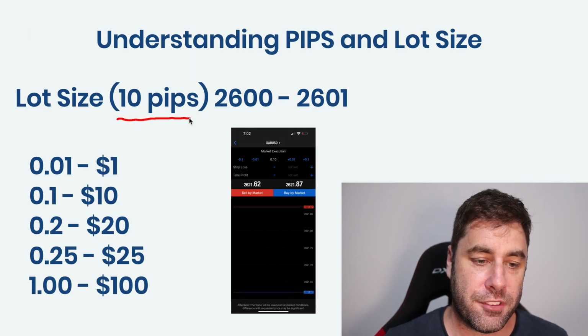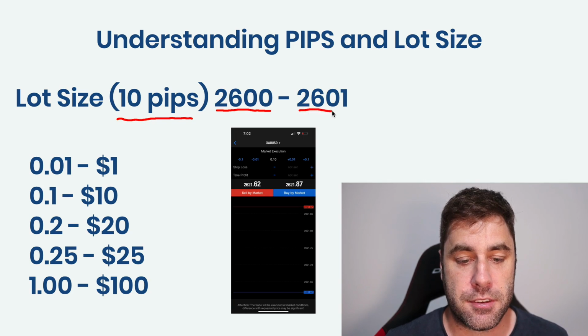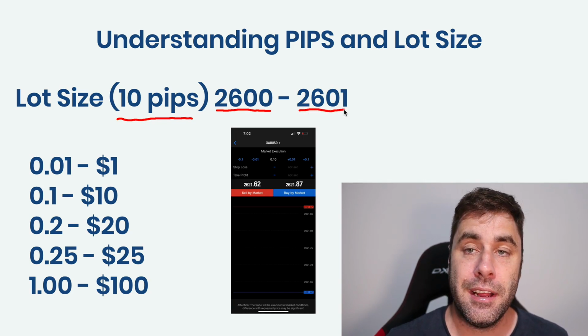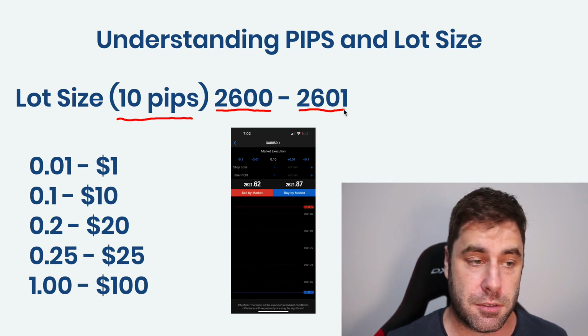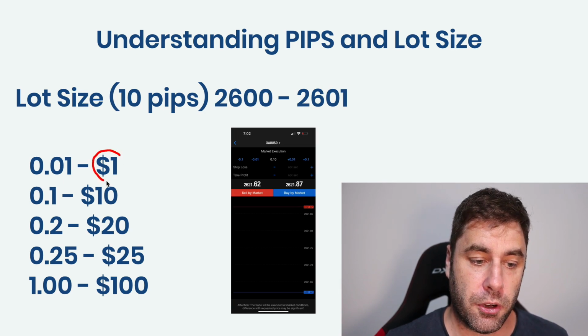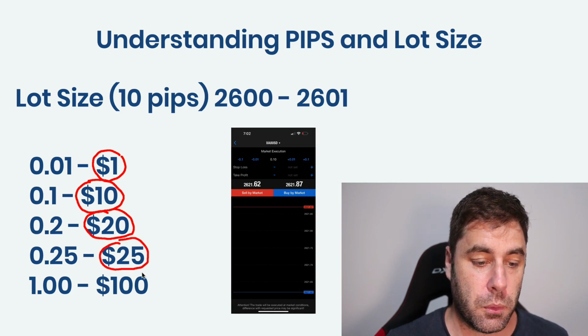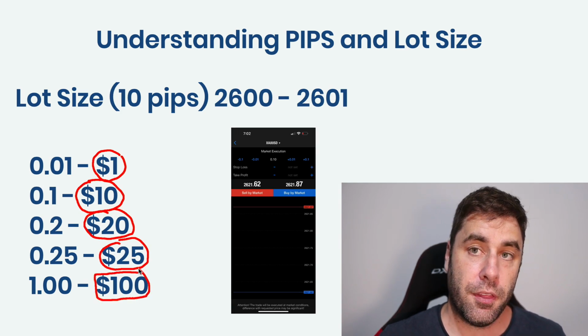Now, I'm going to base this on 10 pips. We'll talk about pips in the next slide, but let's say we purchased at 2,600 and our first take profit is 2,601. That means that we would have moved 10 pips. Okay, so if our lot size was 0.01, we would have made $1. If our lot size was 0.1, we would have made $10. If our lot size was 0.2, we would have made $20. If our lot size was 0.25, we would have made $25. If our lot size was 1, we would have made $100. Okay? That's what that means.